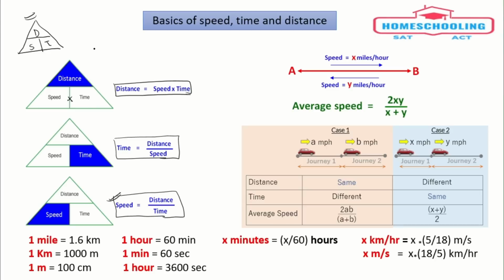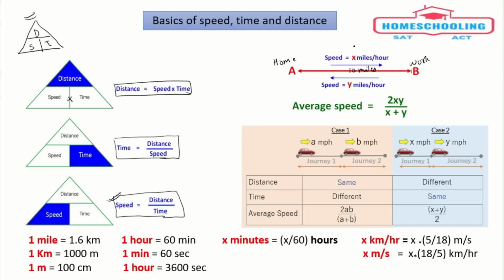Now let's move on to the average speed. Let's say this is point A, your home, and this is point B, your workplace. You go from home to work, and let's say the distance between these two is 10 miles. If we go from home to work and come back from work to home, we cover the same distance, because the distance remains constant.